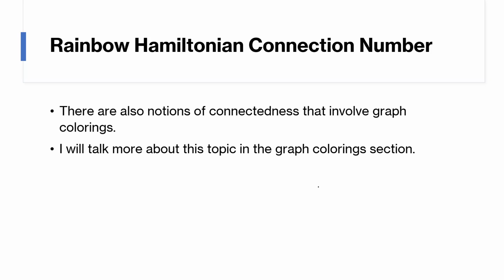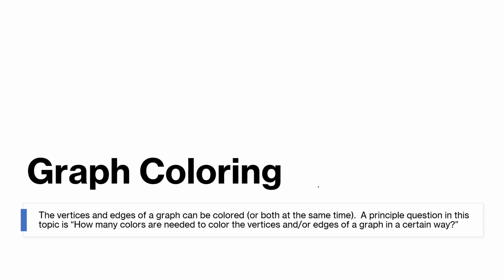Now, there's another topic called the rainbow Hamiltonian connection number. This is another notion of connectedness that involves colorings of graphs. So connecting vertices by paths where those paths have some sort of property in terms of colors of the edges. I'm actually going to leave this one until later after I've talked about edge colorings. All right, I'll see you there.